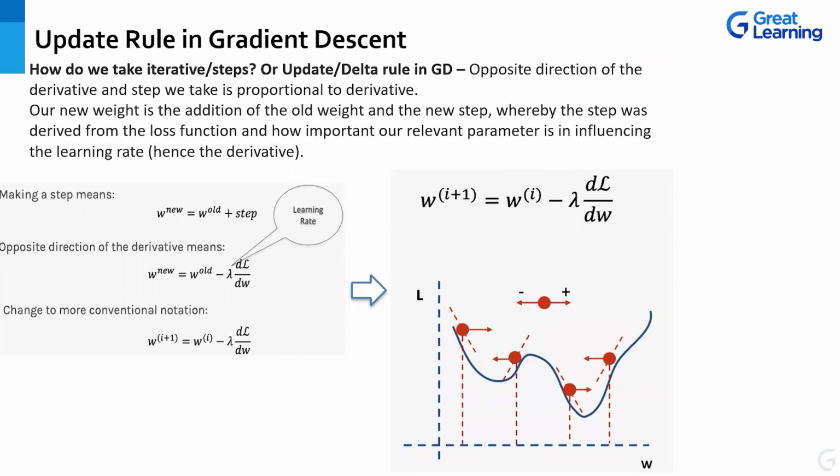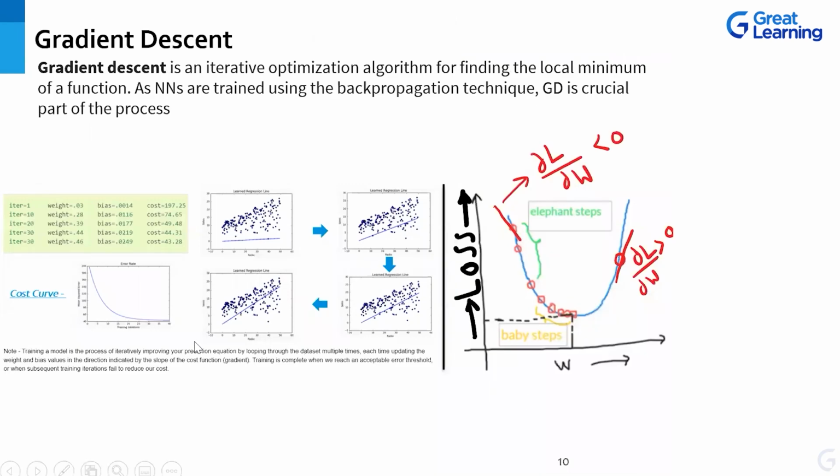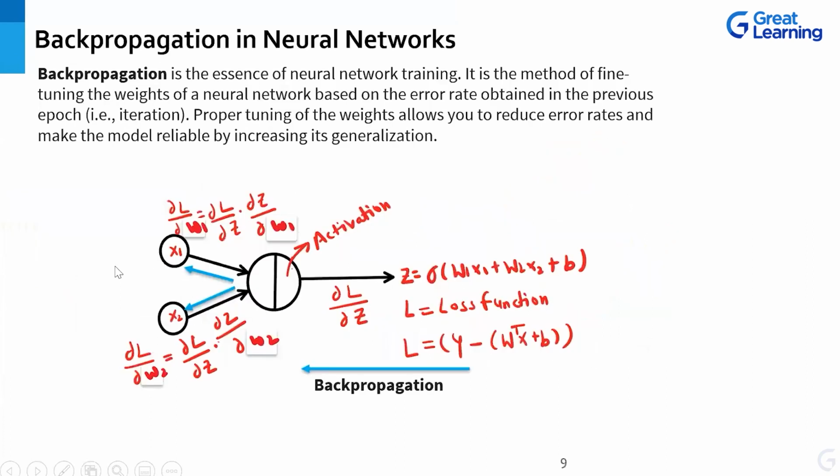So how does gradient descent work, as I told you? Overall, iteratively, you're trying to minimize the loss function, updating the weights and biases, right? That's what gradient descent is helping with. And by using the gradient descent algorithm, your back propagation process gets completed.